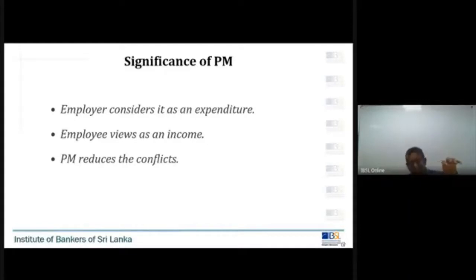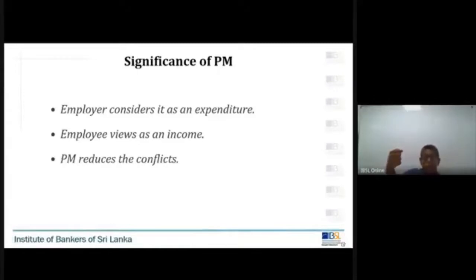The employer is trying to reduce the cost. That is his job, to earn more profit. What is the employee expecting? High income. So there is always a problem with these two. So proper pay management, or proper reward management, tries to reduce these conflicts between employer and employee. That is why we need to manage reward.